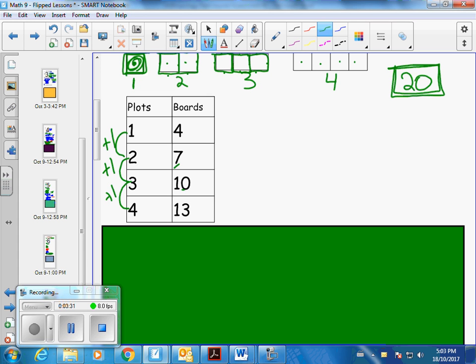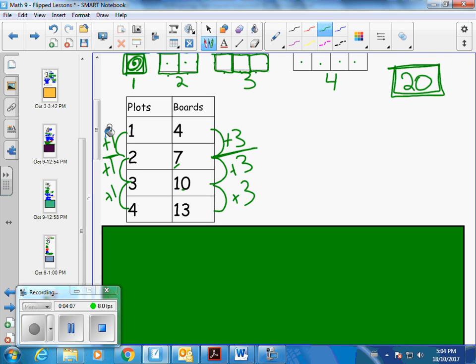However, if I start looking at my boards, if I go from first to second, I'm going up 3. From second to third, I'm going up another 3. And I'm going up another 3. So there's a pattern involved here. And what we're saying is that there's a mathematical rule that every time this goes up by 1, this goes up by 3. So we need to find a way to show that in a mathematical equation.